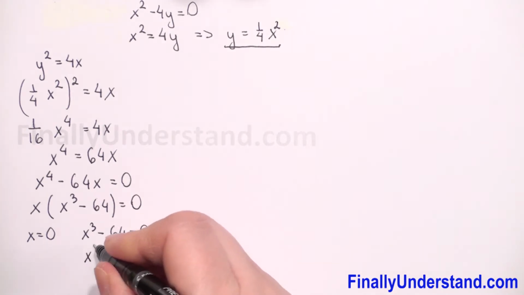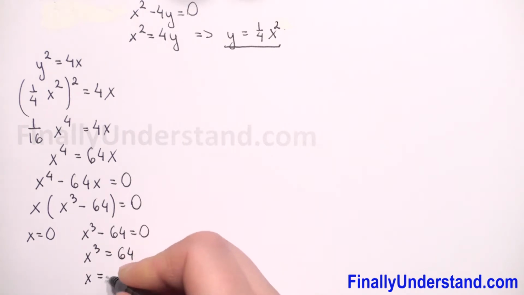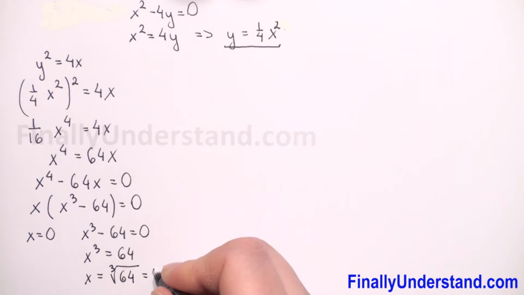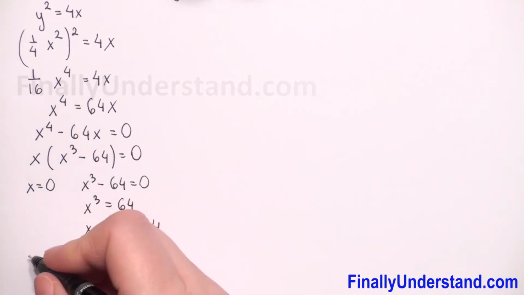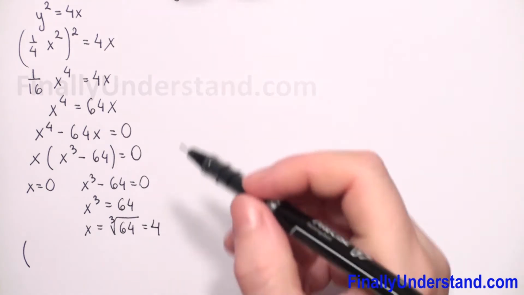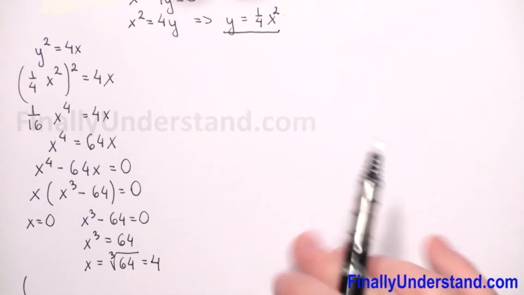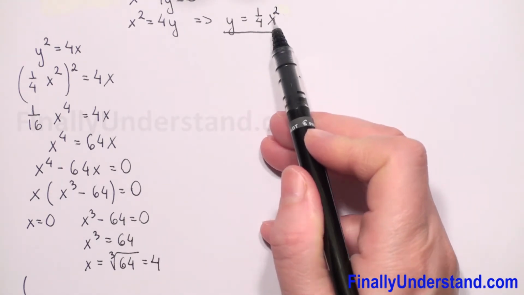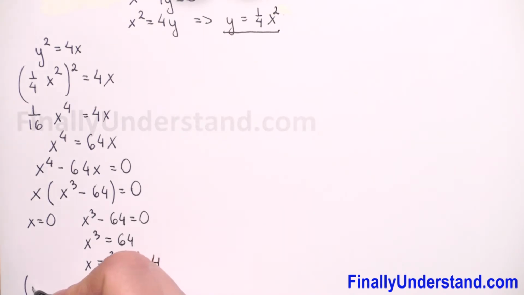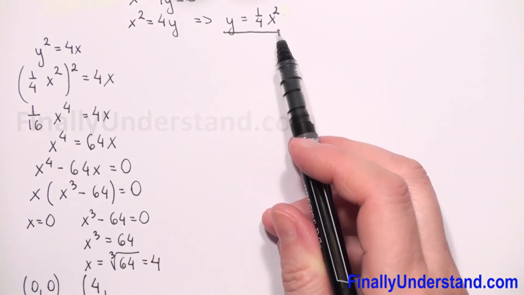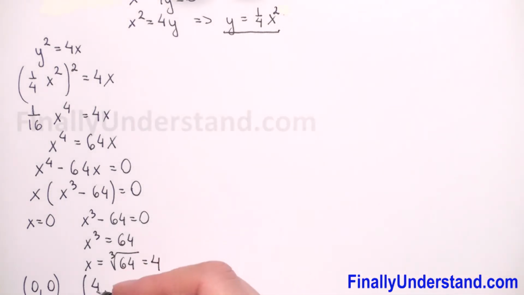So x cubed equals 64. So x is equal to the cube root of 64. This is equal to 4. So we have x equals 0 and x equals 4. So now we have to find the y coordinate. For x equals 0, we can put it into the equation y equals 1 over 4 x squared. So for x equals 0, we will have that y is equal to 0, because 0 to the second power times 1 over 4 is still 0. And when we put now that x is equal to 4, we will have 1 over 4 times 4 to the second power, which is 16. 1 over 4 times 16 is 4.